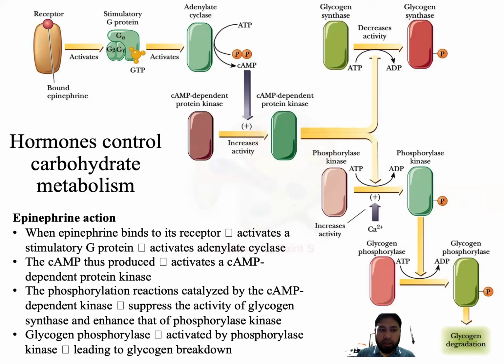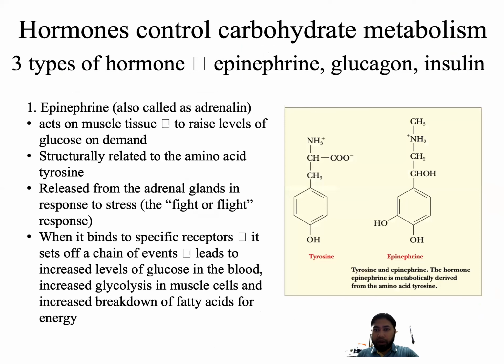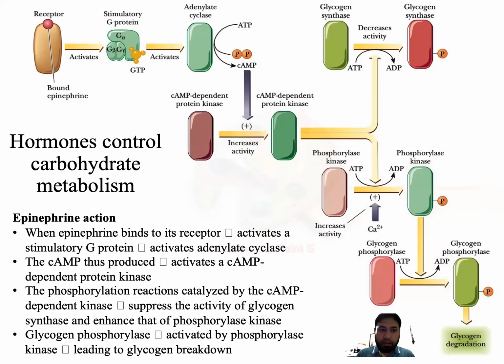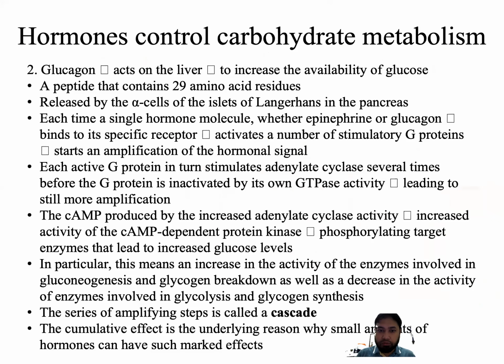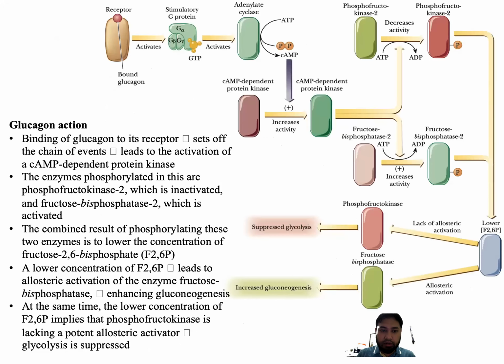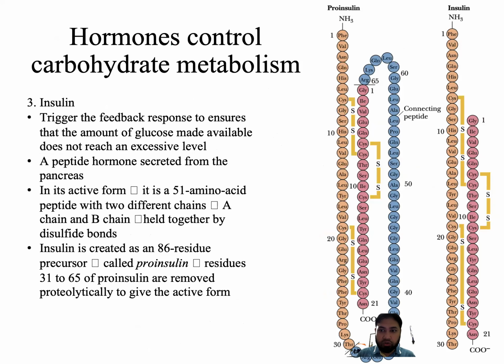I don't want you to understand that too much, but just enough for you to know that hormones control carbohydrate metabolism. You need to know the three examples I give: epinephrine, glucagon, and insulin. This is the epinephrine action. It takes time for me to illustrate, but I already put the description here. Glucagon and also insulin. This is how hormones can control carbohydrate metabolism based on these three hormones: epinephrine, insulin, and glucagon.